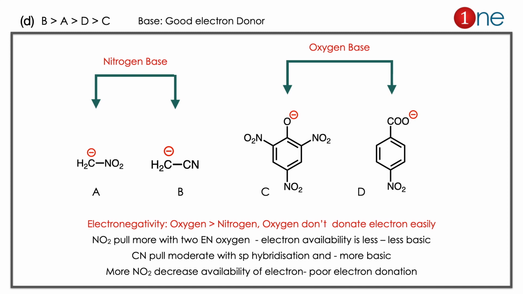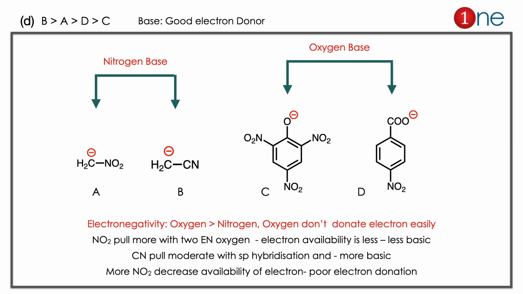First let us look at the difference. The electronegativity, if you look at it, nitrogen will be less electronegative than oxygen. So nitrogen can donate the electron easily. So either A or B will come first with higher basicity. Then you have to look at the difference between A and B. A is attached with an NO2 group, B is attached with a CN group.